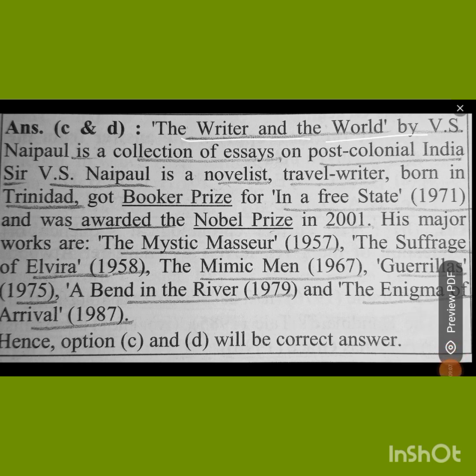The Writer and the World by V.S. Naipaul is a collection of essays on post-colonial India. Sir V.S. Naipaul is a novelist and travel writer, born in Trinidad, who got the Booker Prize for In a Free State in 1971 and was awarded the Nobel Prize in 2001. His major works are The Mystic Masseur 1957, The Suffrage of Elvira 1958, A House for Mr Biswas, Guerrillas 1975, A Bend in the River 1979, and The Enigma of Arrival 1987.